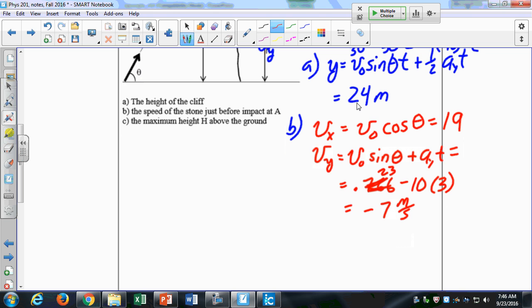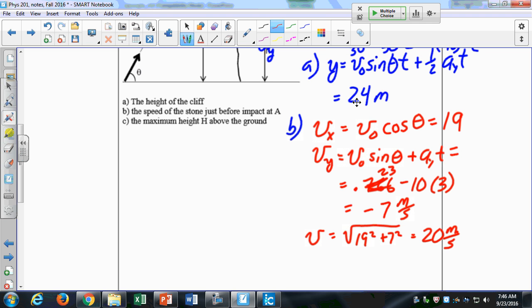And so now we have these two vectors, and to find the velocity, we say the square root of 19 squared plus 7 squared. I get 20 meters per second. Okay? Yeah, 20 meters per second.